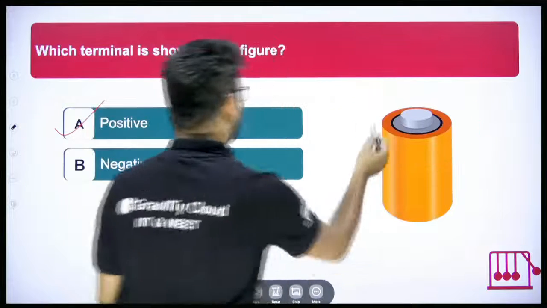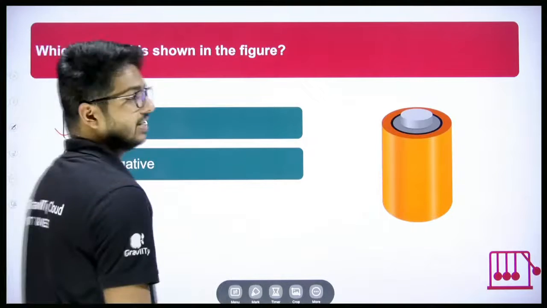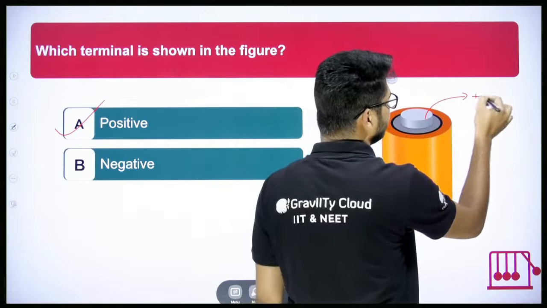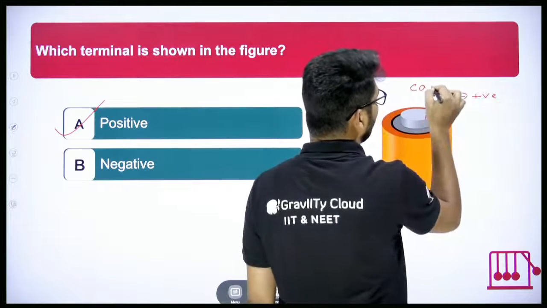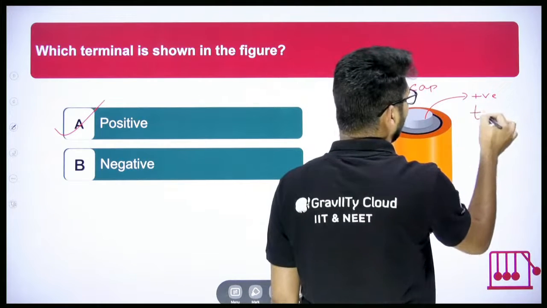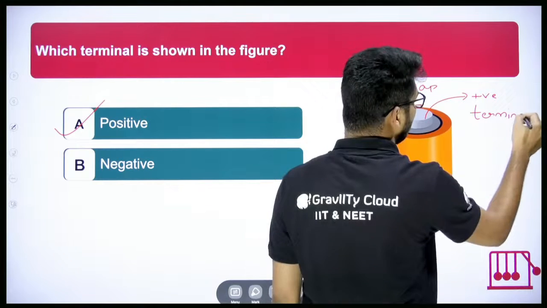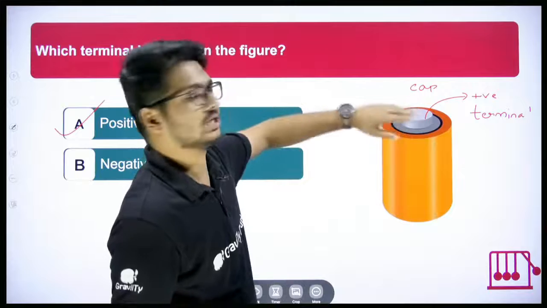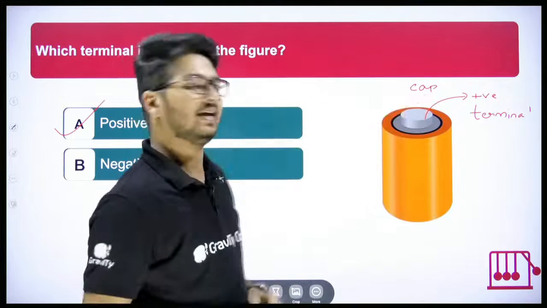So how do we identify a positive and negative? For a positive terminal, you have a cap. This is a cap. Right, so wherever you have a cap, we have what? A positive terminal. So it is slightly above. The cap will be a projection. It will be projected up, slightly above.